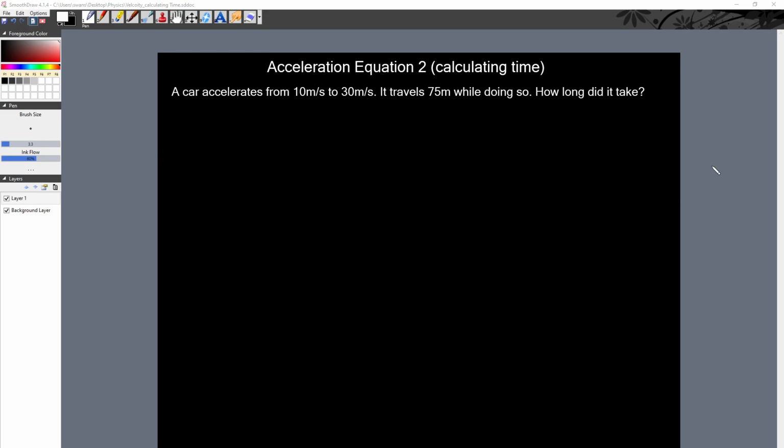Alright, so here we are doing acceleration equation 2, calculating time. Now that equation looks something like this. Delta x is equal to your average velocity up here, so it's pretty much your final velocity and your starting velocity. It doesn't matter which one you do first because you're just adding them together and dividing by 2, and then all of that will just be times how much time it took.